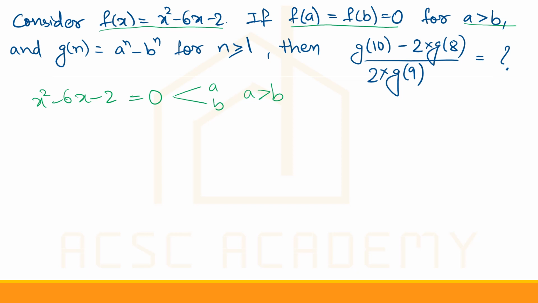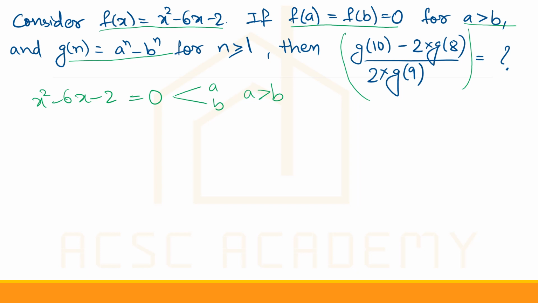Don't get confused. Now further, they are defining another function g of n equal to a raised to n minus b raised to n. Now these a and b are the roots of the given quadratic. Upon those roots, another function has been created. And finally, they are asking the value of this expression: g of 10 minus 2g of 8 upon 2g of 9. So yes, seemingly it looks difficult, but it is not that difficult.